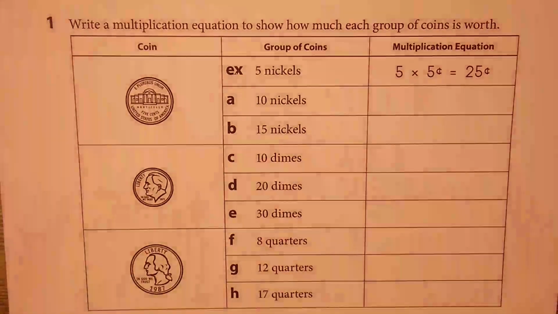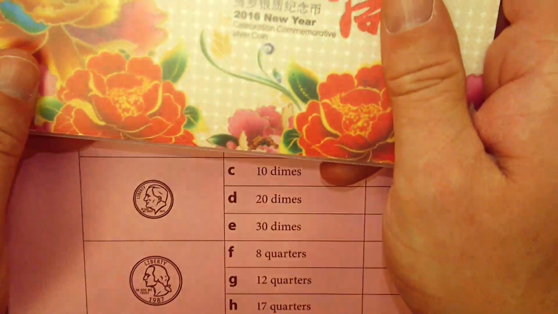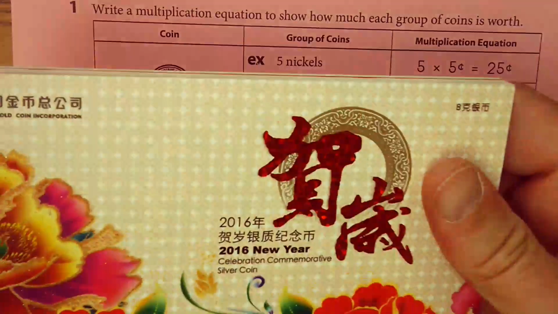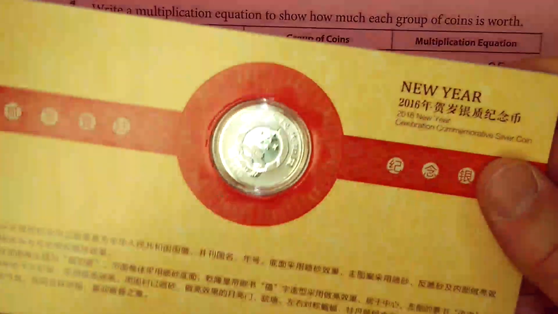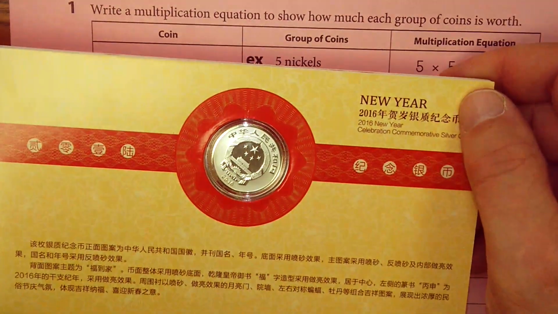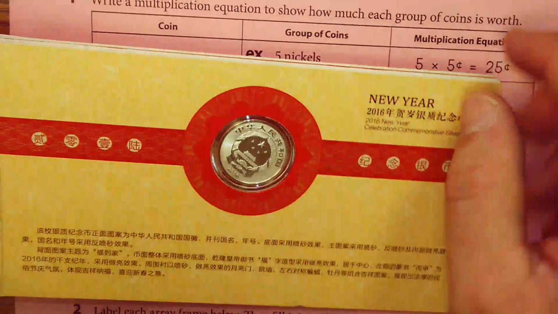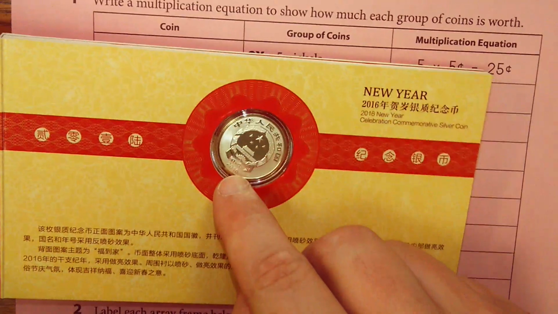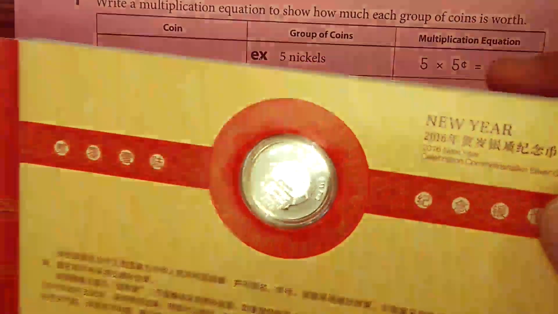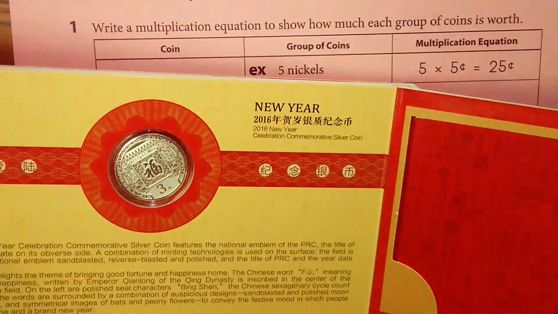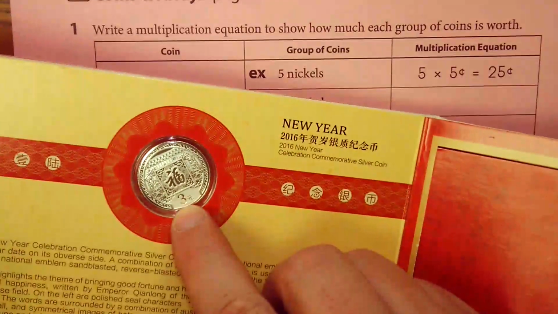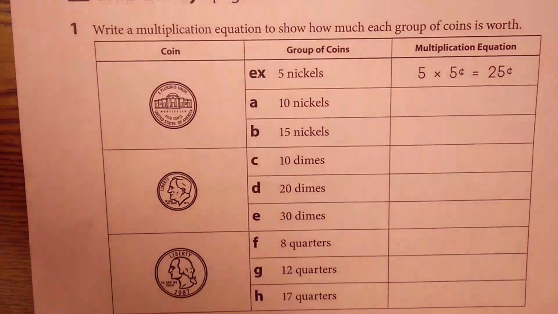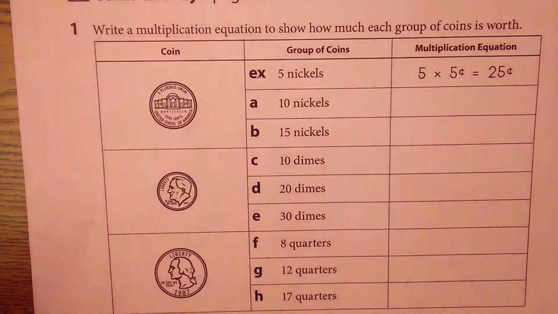Okay, I'm back. So I have here an example of a coin from a different country. I have this coin right here, which was made in 2016. It has the date on it. It's a commemorative silver coin from China. And since they have different coins than we do, their money is slightly different and might be notated in a different way. So keep that in mind. Some of you might know your coins very well. Some of you might need a little bit of review.